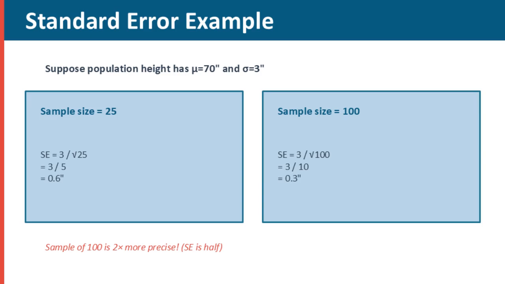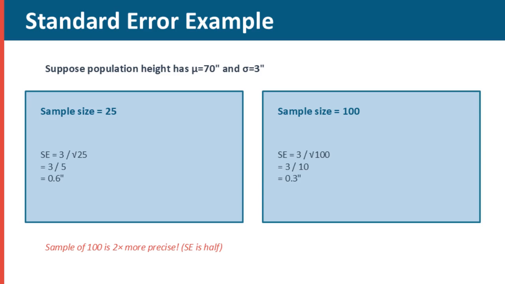Now here is a standard error example. Let me make standard error concrete with a real example, right? Suppose you are studying human height. From the census data, you know the population standard deviation is 3 inches. So you want to estimate the population mean. If you take a sample of 25 people, the standard error comes out to be 0.6 inches. If you take a sample of 100 people, it comes out to be 0.3 inches. And if you take a sample of 400 people, it comes out to be 0.15 inches.